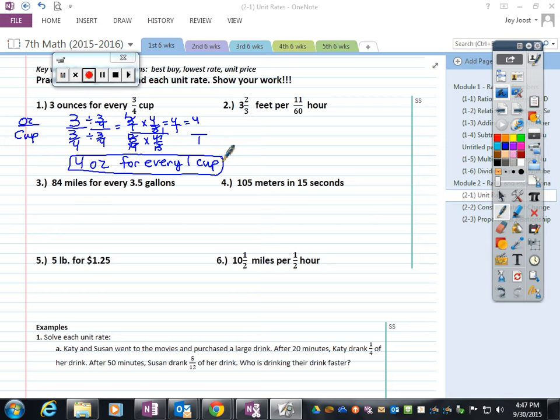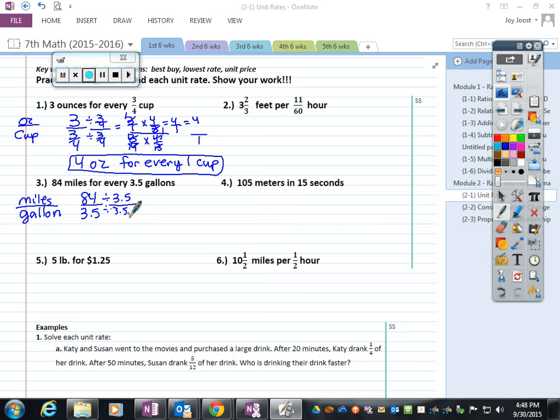84 miles for every 3 5/10 gallons, or we could say 3.5 gallons. So remember, we want to write it out in words, so we're going to have our ratio of miles over gallons, and we are looking for the unit rate. So our numerator will be 84 for the miles, and our denominator will be 3 5/10 for the gallons. When we find a unit rate, we divide our numerator and our denominator by our denominator. So we will be dividing 84 divided by 3.5 and 3.5 divided by 3.5.